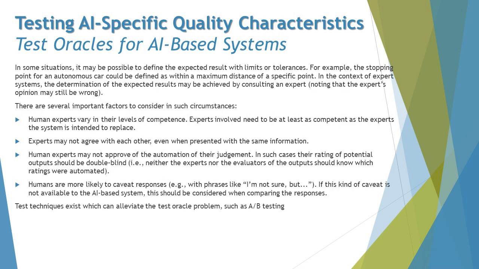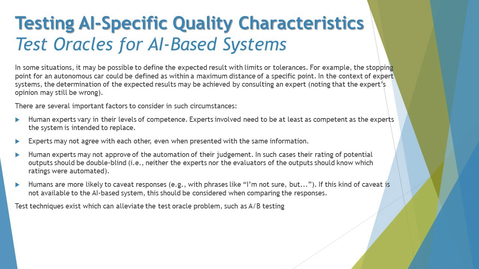Well, talking further on this, in some situations it may be possible to define the expected result with limits or tolerances. For example, the stopping point for an autonomous car could be defined as within a maximum distance of a specific point.